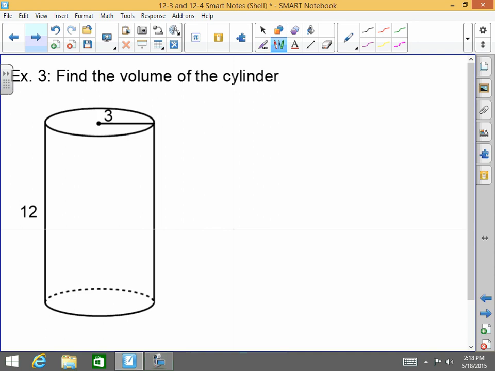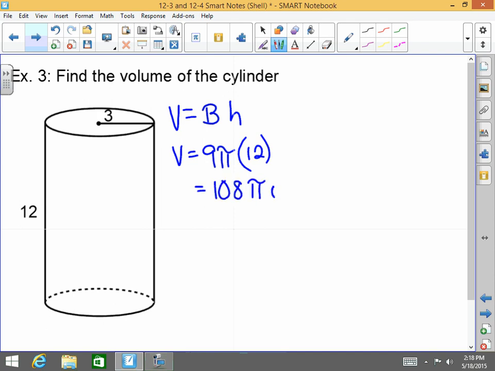Find the volume of this cylinder. Well, very simple. Volume equals base area times height. So this is going to be 9 pi r squared, times the height of 12. So this would equal 108 pi units cubed.